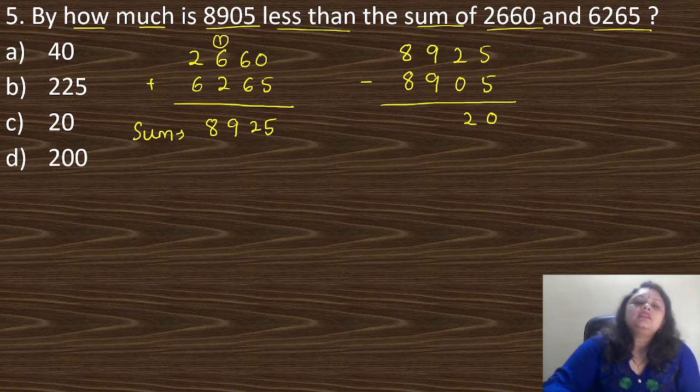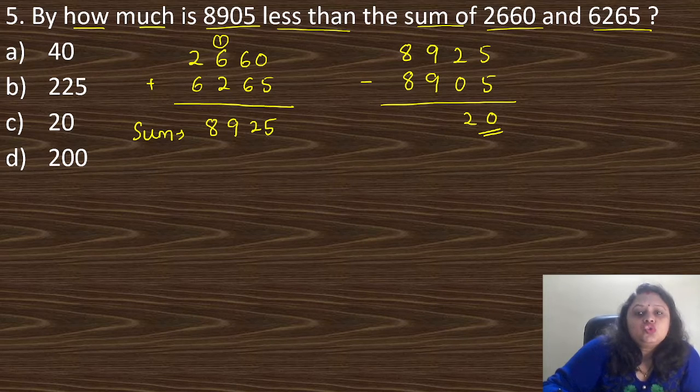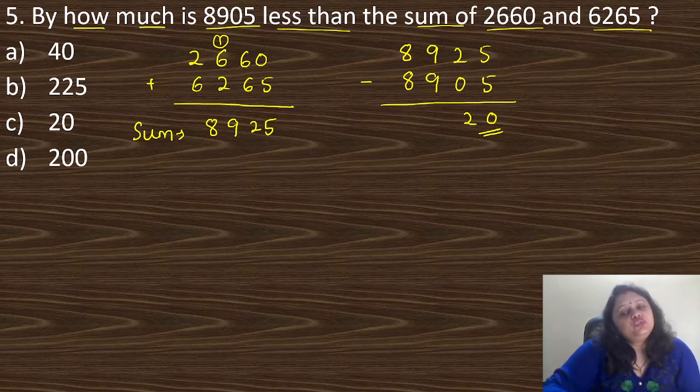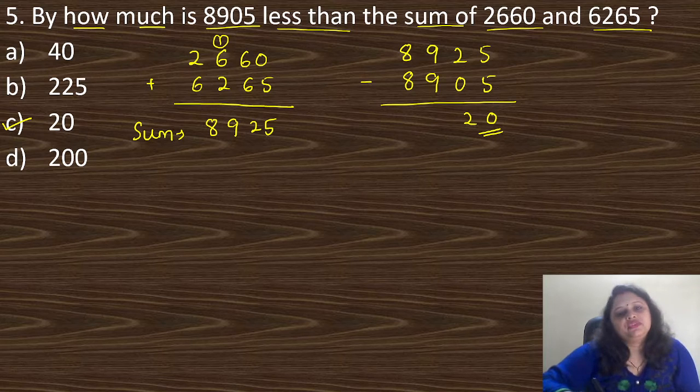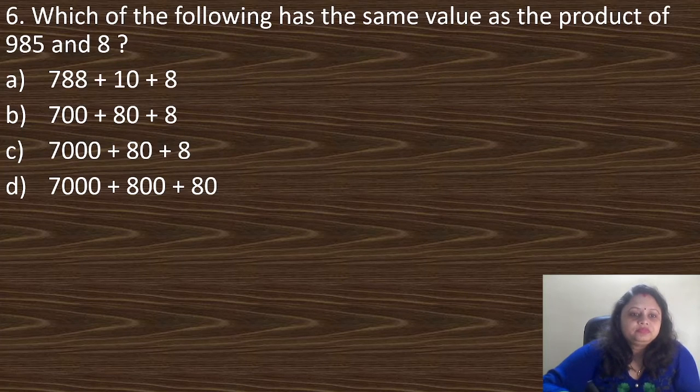If we subtract, 0, 2. So here if we subtract, the value comes to 20. So by 20 it is less than the sum of 2,660 and 6,265. Okay. So where is it present? It is present in option C. Okay. Let's move to the next question.